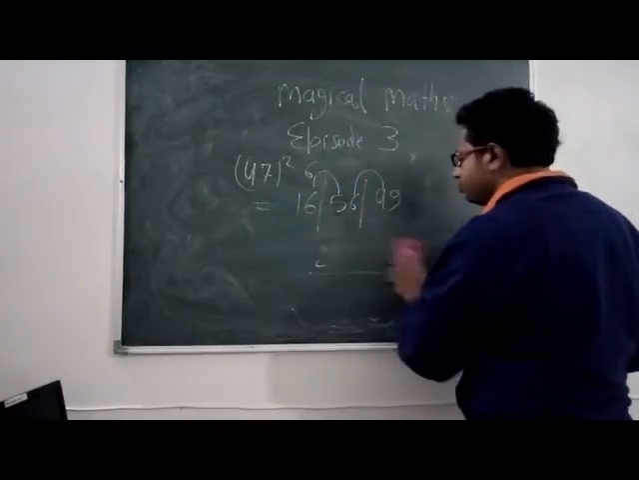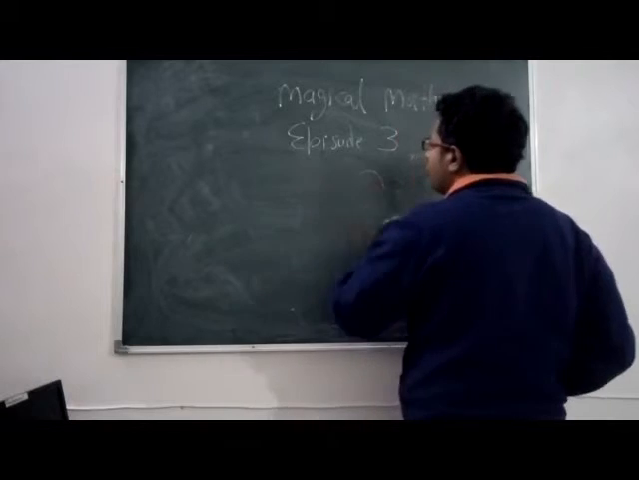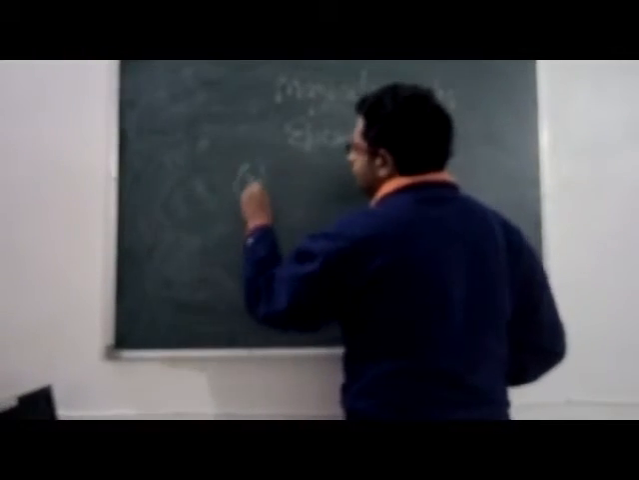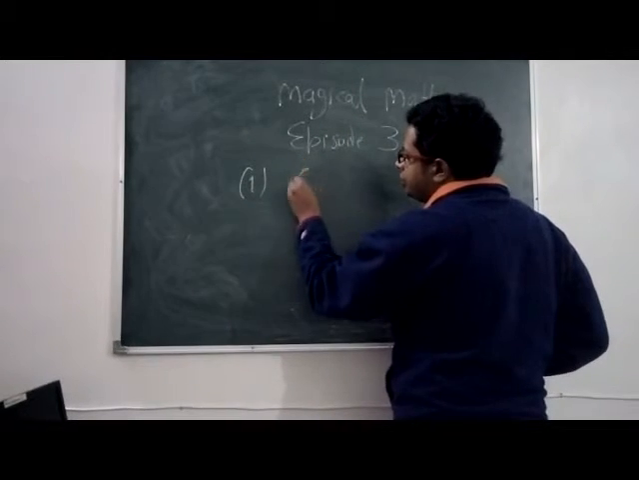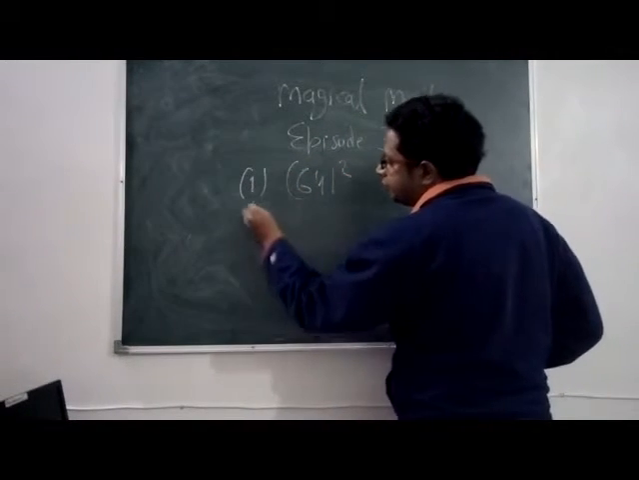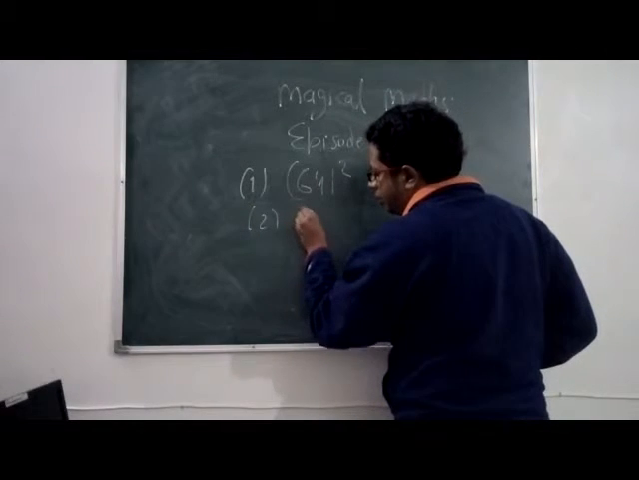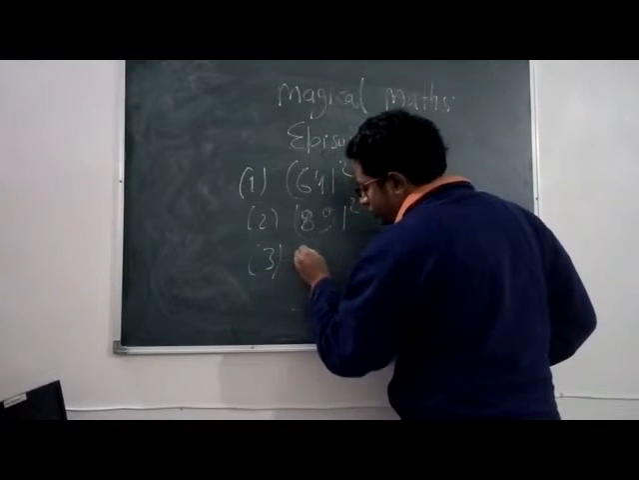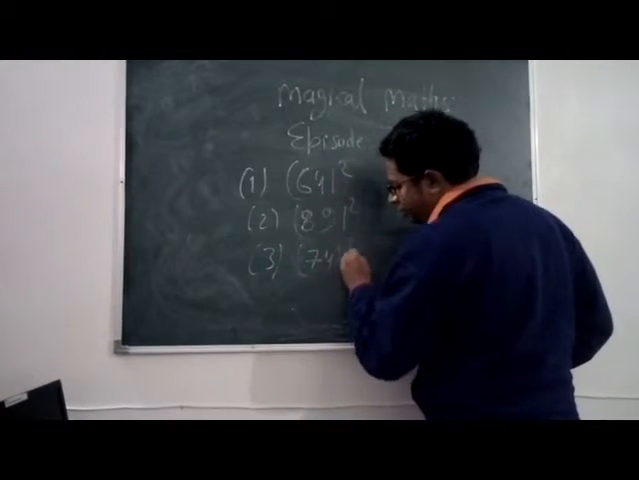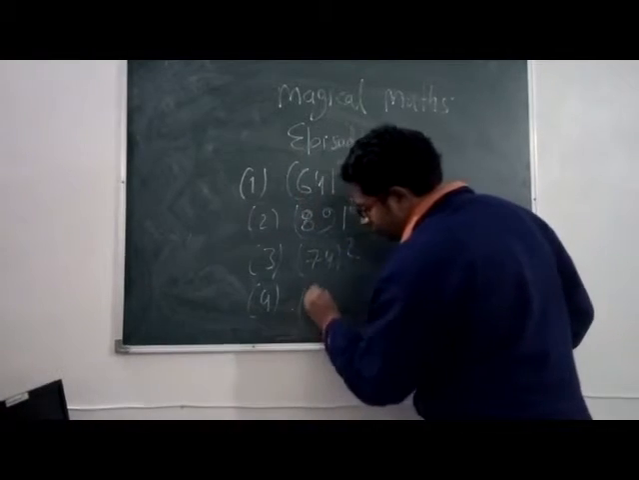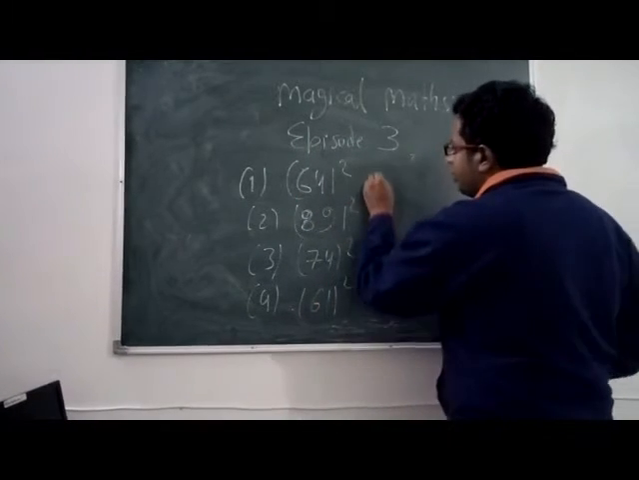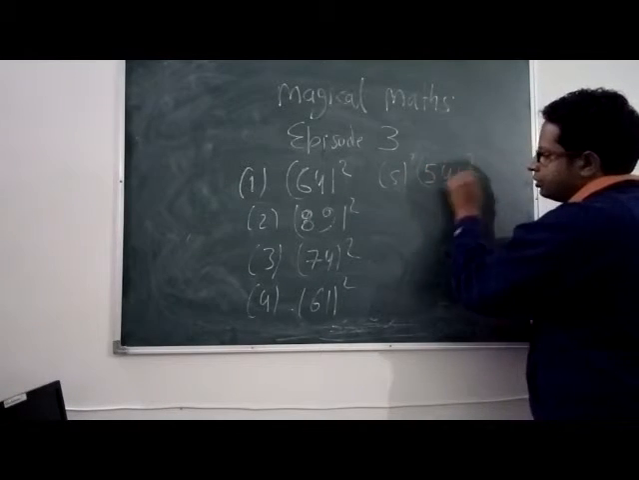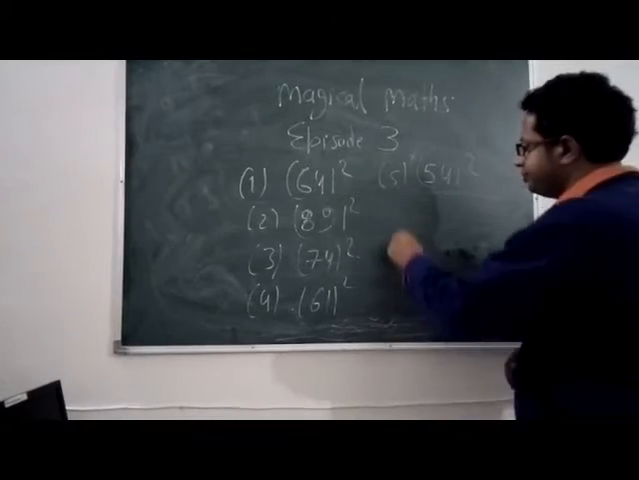Okay. Now I'll give you some questions and you should do them on your own. If you face any problem, you just mail me. That is 64 square, 89 square, 74 square, 61 square, 54 square. So you should do it, right?